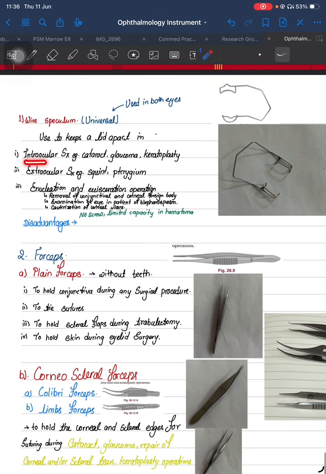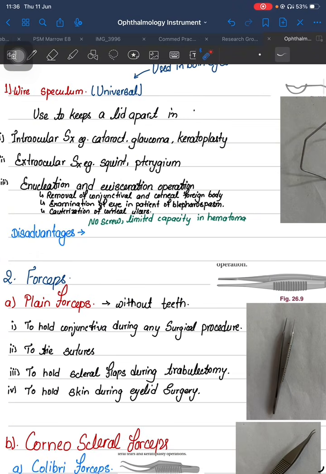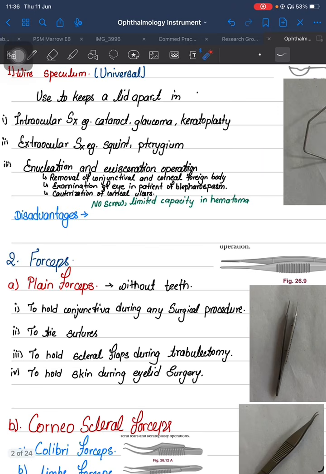For example, intraocular surgery such as cataract, glaucoma, keratoplasty, extraocular surgery such as squint and pterygium, and also in enucleation and evisceration operations. It is also used in the removal of conjunctival and corneal foreign bodies. It is also used in the examination of the eye in case of blepharospasm, and it is also used in the cauterization of the corneal suture.